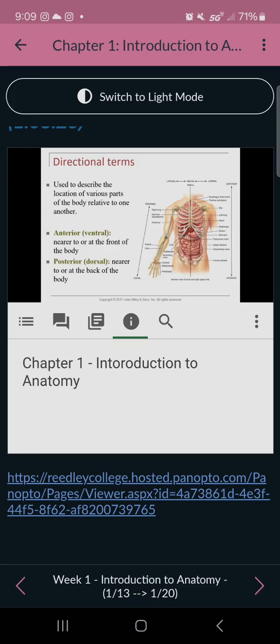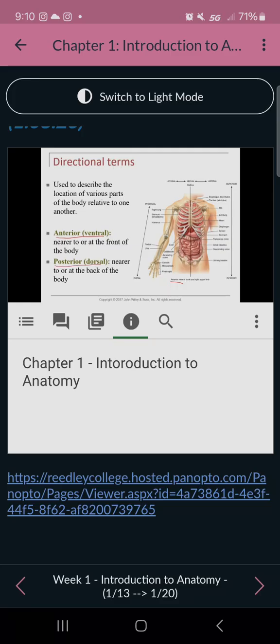Now we're going to talk about directional terms. To locate various body structures, anatomists use specific directional terms, words that describe the position of one body part relative to another. Several directional terms are grouped in pairs that have opposite meanings, such as anterior, which means front, and posterior, which means the back. This figure shows the anterior position of the human body. So anterior, or ventral, is the front, and posterior or dorsal is the back.